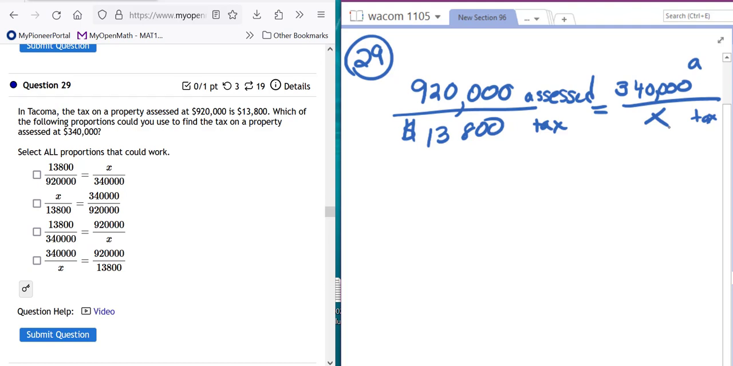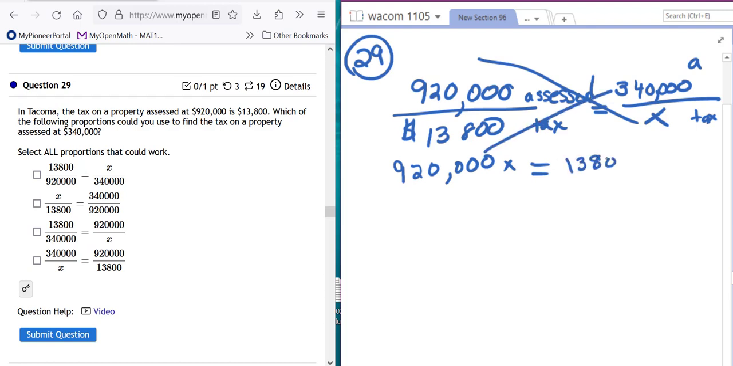So these give you a cross product, and I'm going to show you that if you flip both of these over, it will give you the same equation. So we won't really solve it. But so we have 920,000 x equals 13,800 times 340,000. All right, that's the equation from that order.